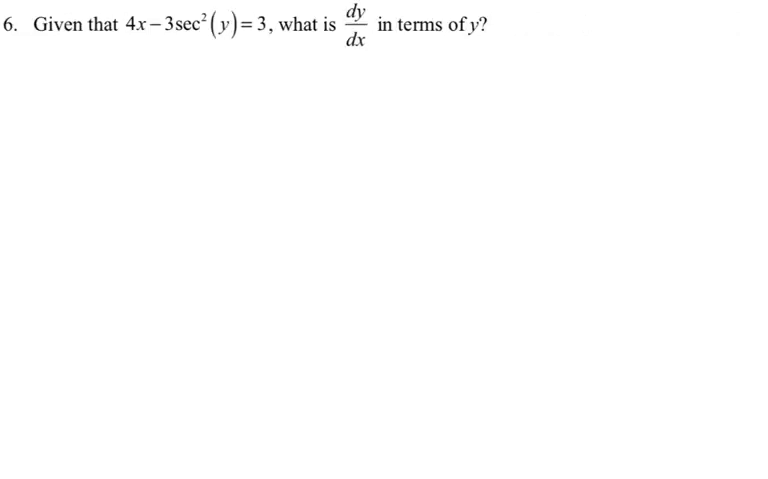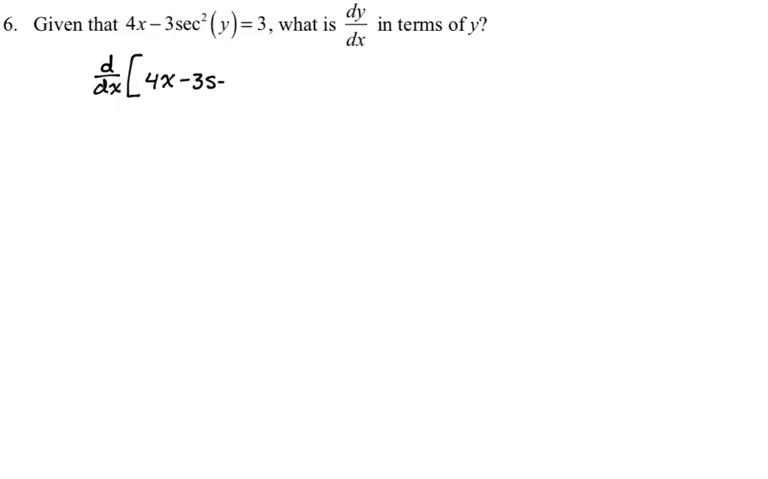All right, next. Given that 4x minus 3 secant squared of y is equal to 3, what is dy dx in terms of y? So this is a weird question. Initially, you're like, in terms of y, how am I going to do that? Let's just do the problem and see how it ends up. So this is implicit.